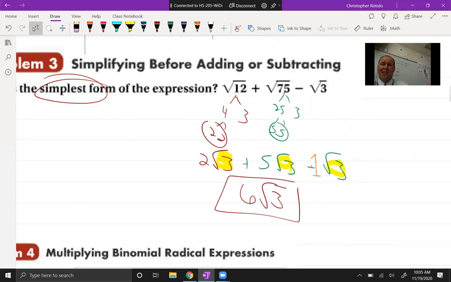All right, so this is kind of just our math trick of having you do multiple problems at the same time when we're simplifying radicals and then do something with that answer.